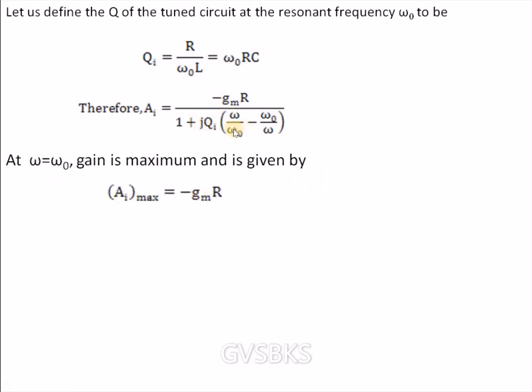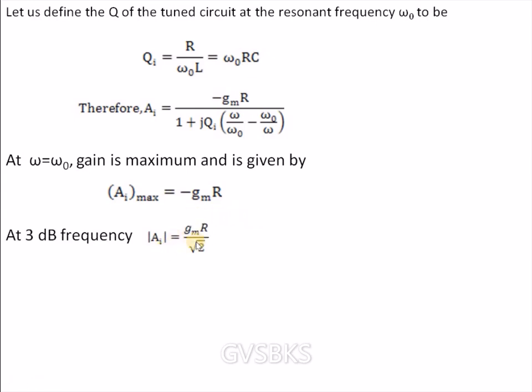So at omega equal to omega naught, the current gain is the maximum, Ai max, which is equal to minus Gm R. The entire bracket becomes 1 minus 1, which is 0 at omega equal to omega naught. So in the denominator we will have only 1, so that Ai is maximum. Ai maximum is equal to minus Gm R.